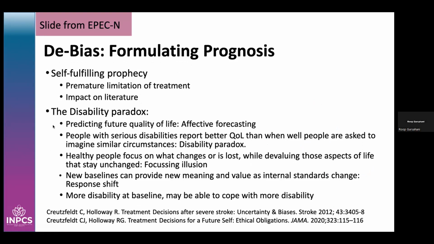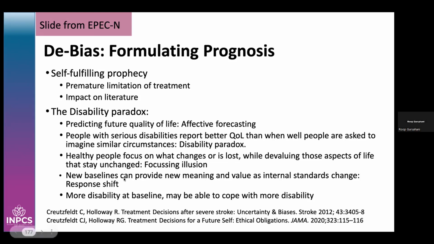The second is, it's a little difficult for us to predict future quality of life because we see this point and we think that it is going to be bad. But people with severe disabilities report better quality of life than when well people are asked to imagine similar circumstances. And we call this the disability paradox. Healthy people focus on what changes or is lost, while devaluing those aspects of life, like relationships, which really remain unchanged. And we call that the focusing illusion.